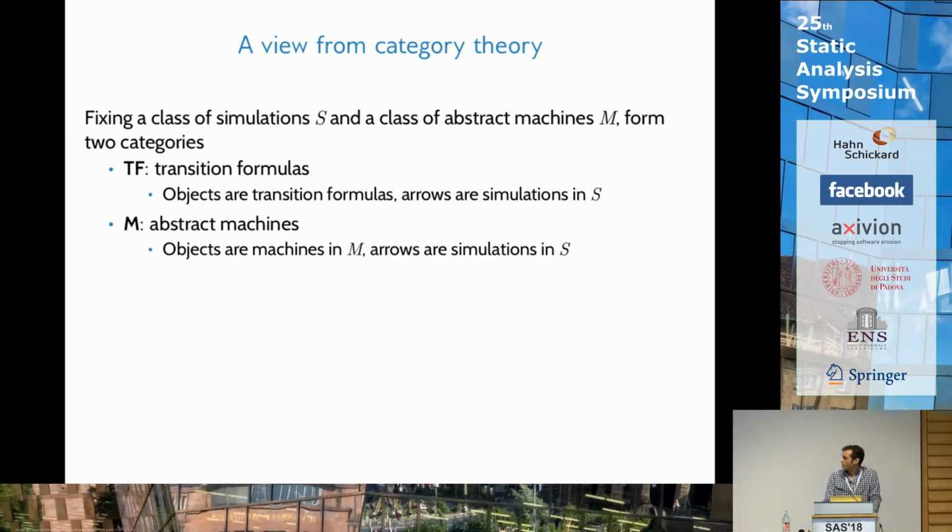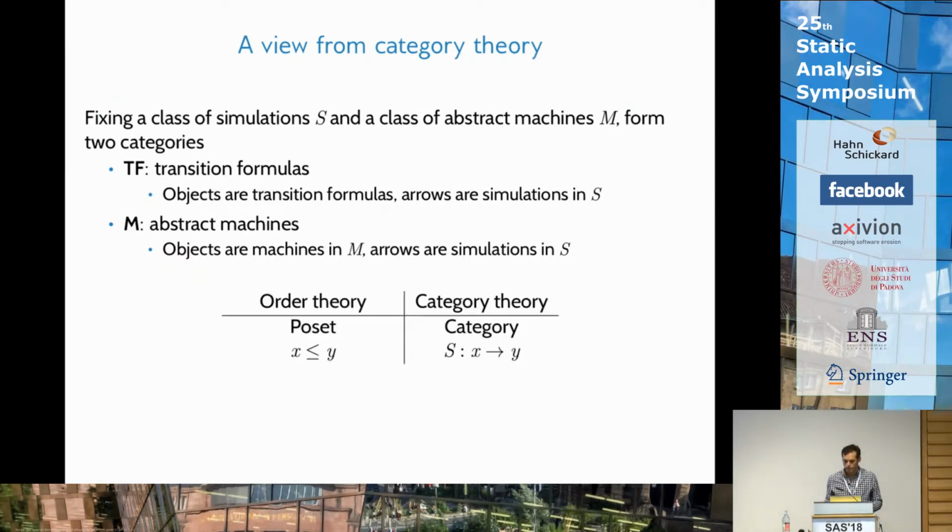And the other category is the category of abstract machines, which we'll call M, in which the objects are machines and the arrows are simulations of the same kind. Right. So we are used to thinking of abstraction in terms of order theory, and this category theoretic setting is really not so different. So here's the beginning of a little dictionary that we can use to translate between category theory and the more familiar order theoretic setup.